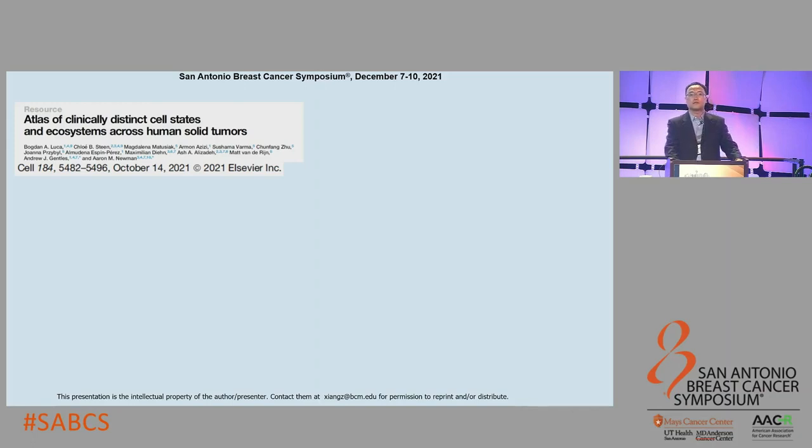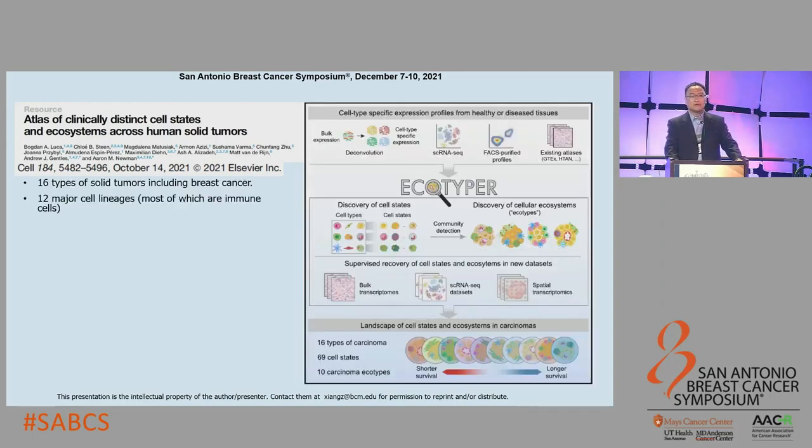The first is from Dr. Aaron Newman's lab. They use large-scale bioinformatic analysis. They collected a large set of data, including 16 types of solid cancer that also include breast cancer, and used them as input for a bioinformatic algorithm called EcoTyper. EcoTyper deconvolutes the data and identifies different cell lineages, as well as the same cell lineage at different functional statuses. By looking at this data, they find that each tumor is not a random mixture of different cell types and different cell statuses. There's a co-occurrence of different patterns, which they refer to as ecosystems.